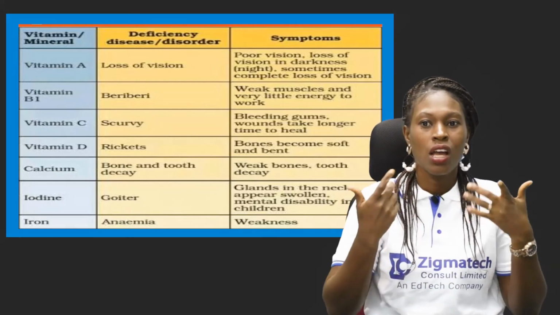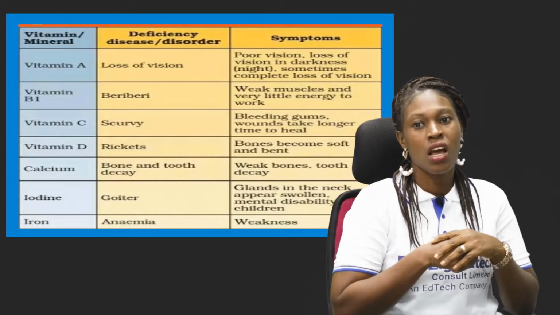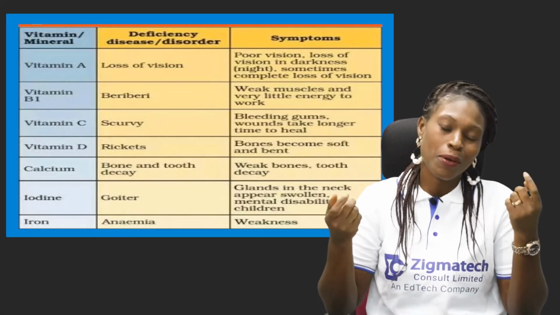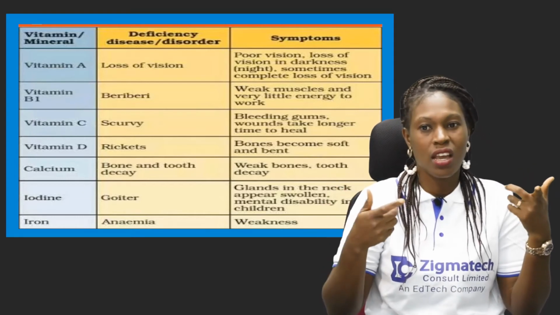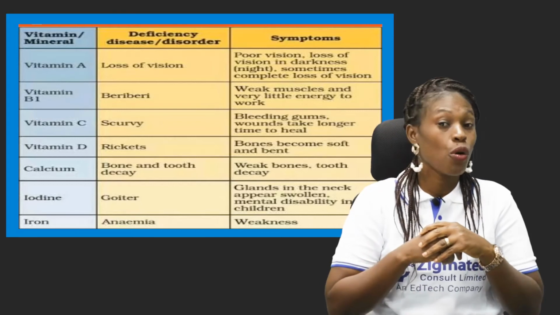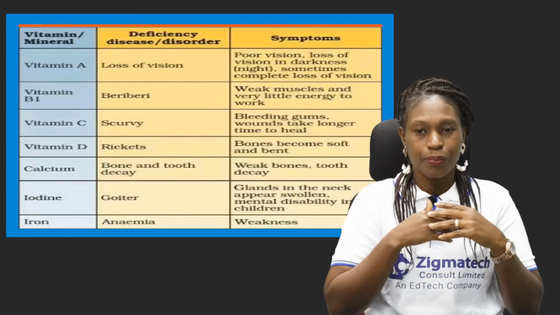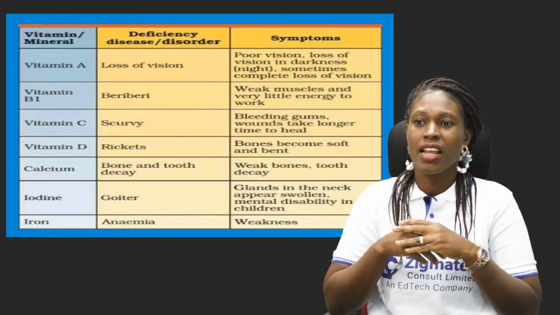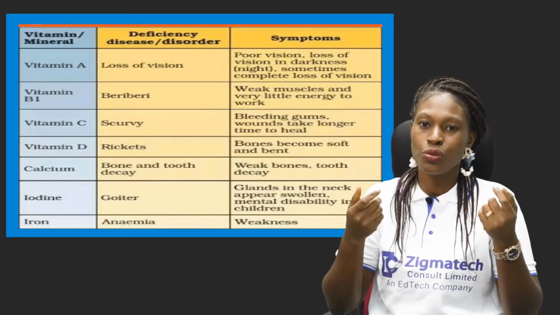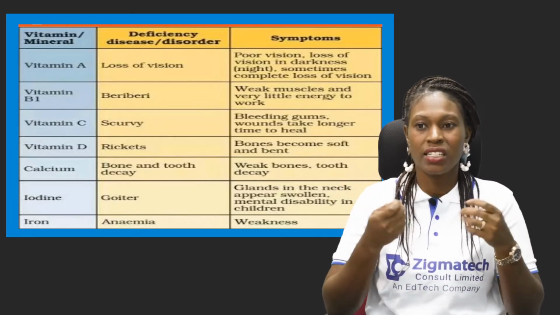Then for calcium, bone and tooth decay. That's the deficiency associated with calcium. The symptoms are that your bones become weak and also tooth decay. Iodine. The deficiency associated with lack of iodine in the body is goiter, the growth under the glands. Glands in the neck appear swollen, and there is mental disability in children. So where do you find iodine? In ourselves, sometimes you find them there.